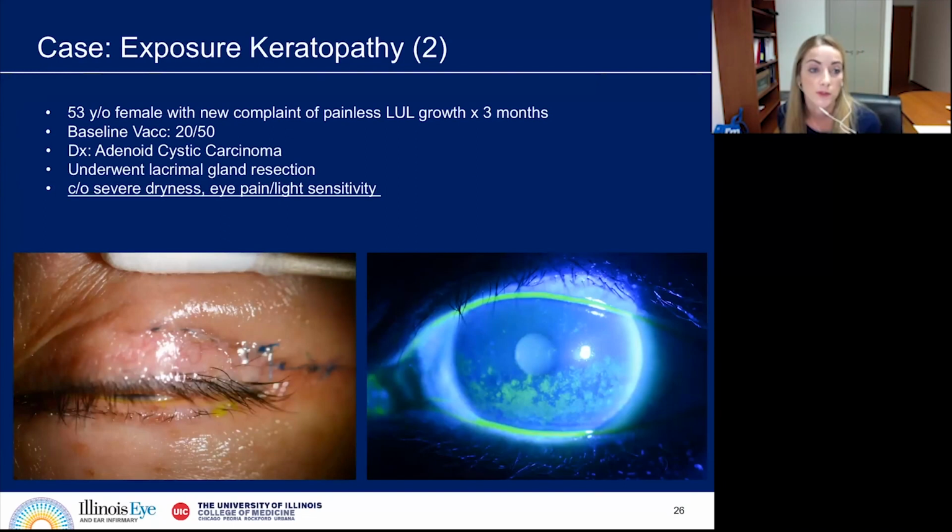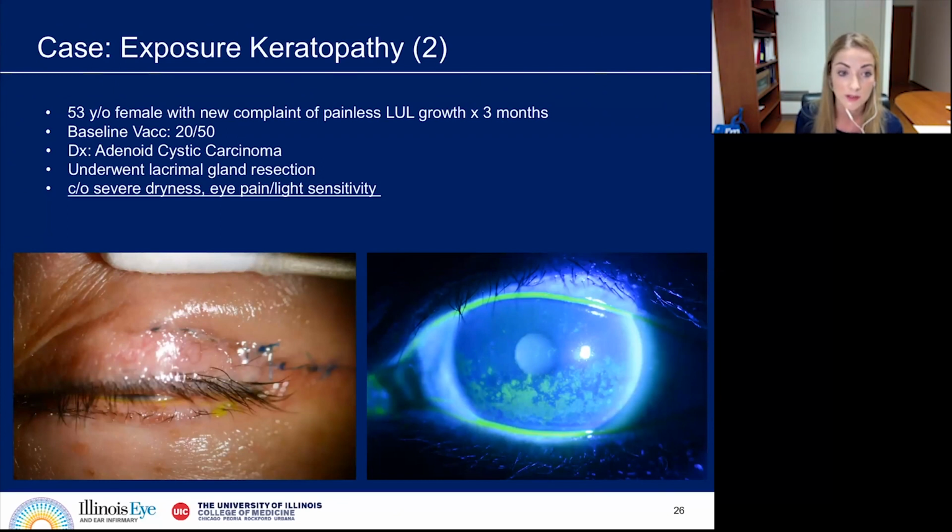This is another exposure case. This is a 53-year-old female with a new complaint of painless left upper lid growth for 3 months. She presented to the oculoplastic specialist and was diagnosed with an adenoid cystic carcinoma. The patient underwent lacrimal gland resection and presented to us complaining of severe dryness, eye pain, and light sensitivity. You can see in that right picture, she has some pretty significant punctate epithelial erosions.